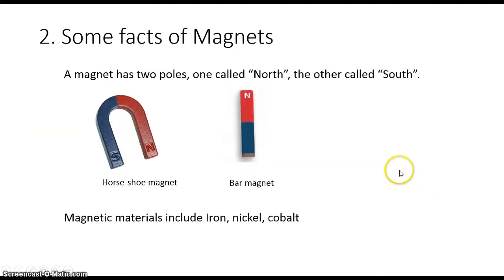So, some facts of magnets. You will know that a magnet has two poles, one called north and the other called south. There are two common kinds of magnets. This is called a bar magnet. The north pole is here and the south pole is here. This is called a horseshoe magnet. It's basically a bent bar magnet. So the north pole is here and the south pole is here. A common magnetic material includes iron, but also nickel and cobalt. Your Singapore coins have nickel in them, and that's why they will stick to a magnet.